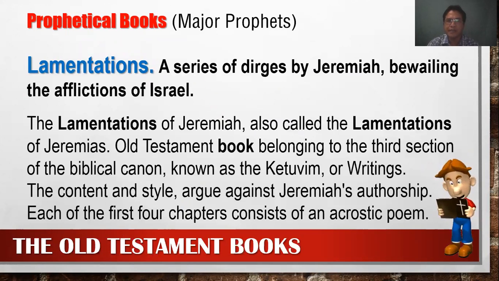Next, the book of Lamentations, a series of dirges by Jeremiah bewailing the afflictions of Israel. The Lamentations of Jeremiah, also called the Lamentations of Jeremias, is an Old Testament book belonging to the third section of the biblical canon, known as the Ketubim. The content and style argue against Jeremiah's authorship. Each of the first four chapters consists of an acrostic poem.